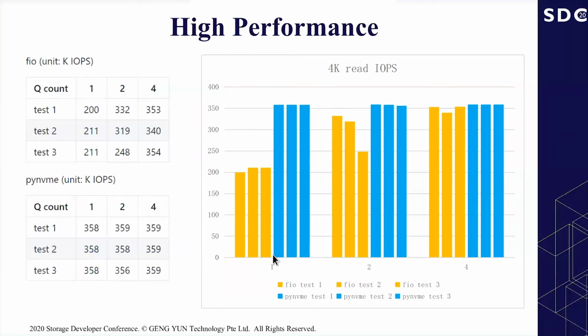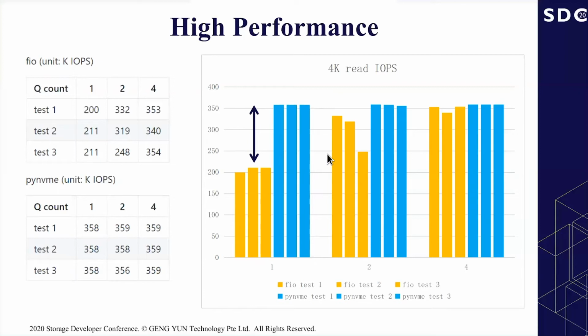These three orange bars are FIO results, and these 3 blue bars are Pynvme results. We run tests on the same machine and OS, and Pynvme can get performance data much better than FIO.